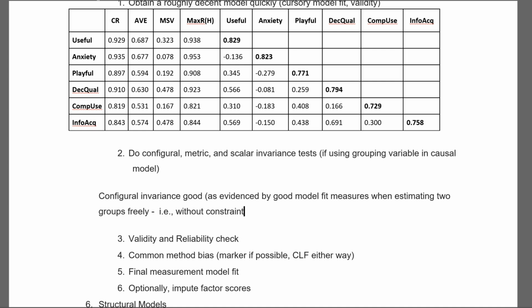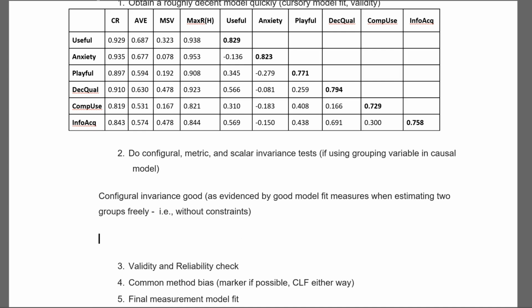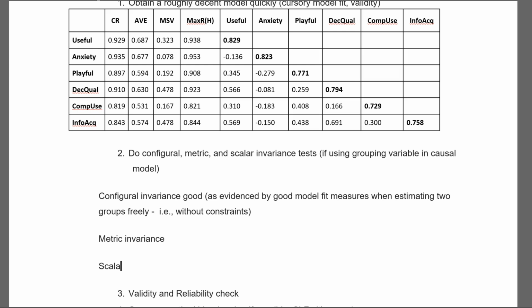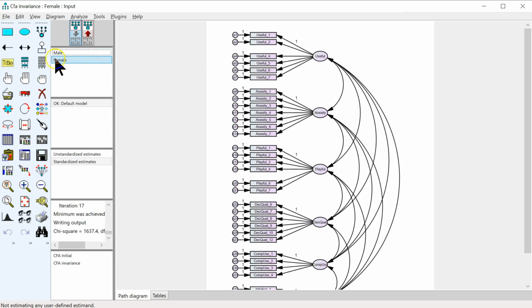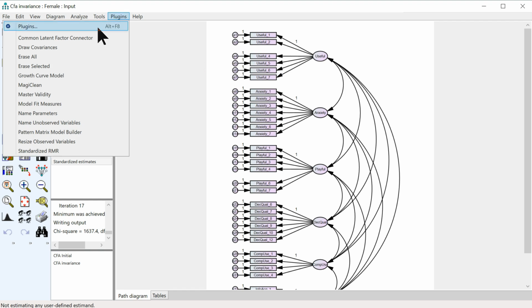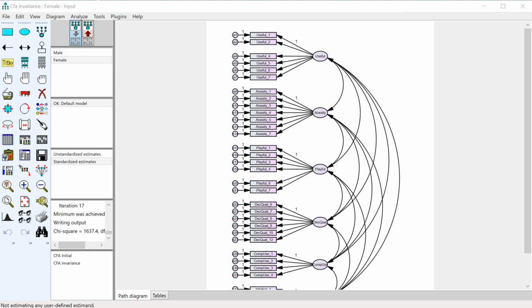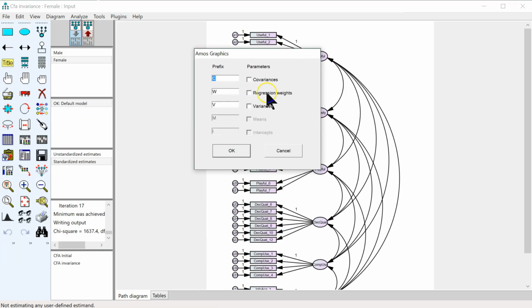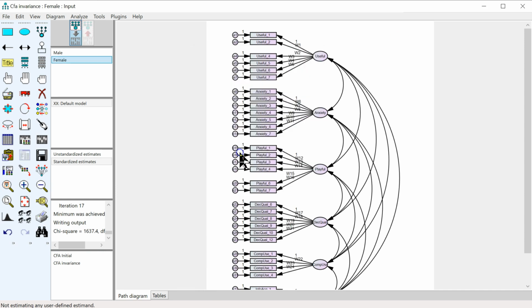i.e. without constraints. Cool, so that's configurable invariance. Let's do metric invariance to see if they load roughly the same, and then we'll do scalar invariance. All right, let's constrain. Plugins, name parameters. We're going to name the regression weights and hit OK.